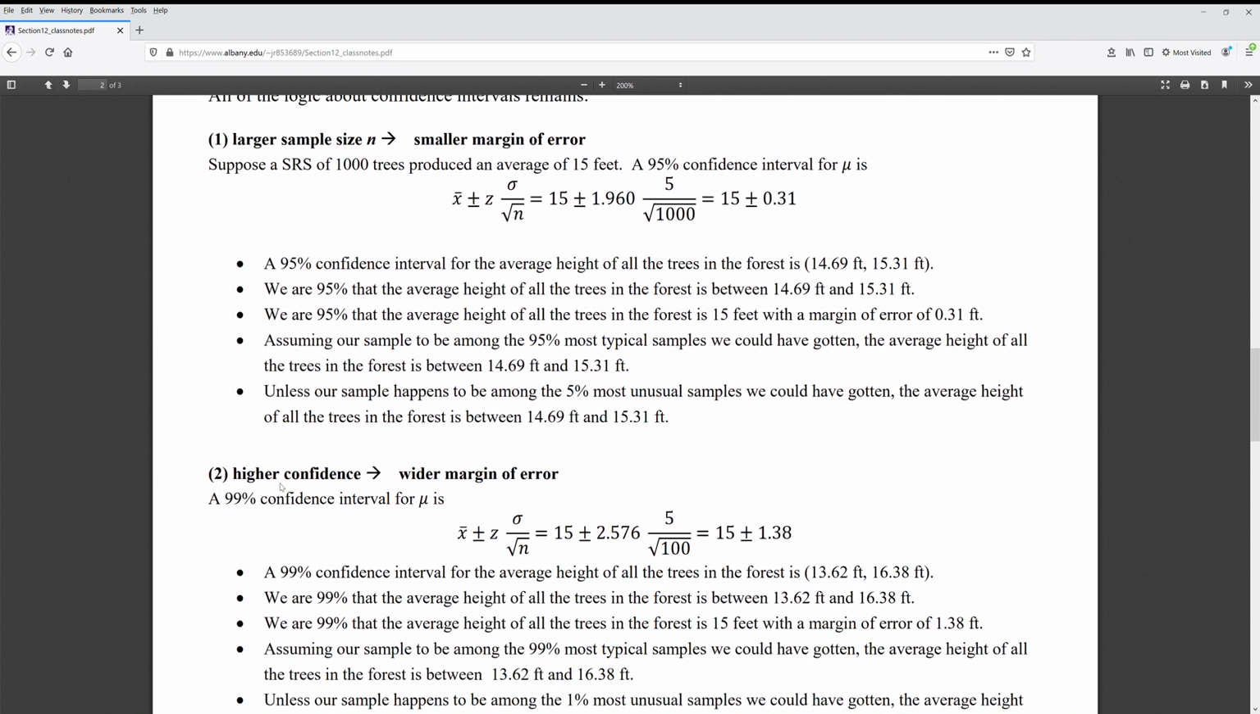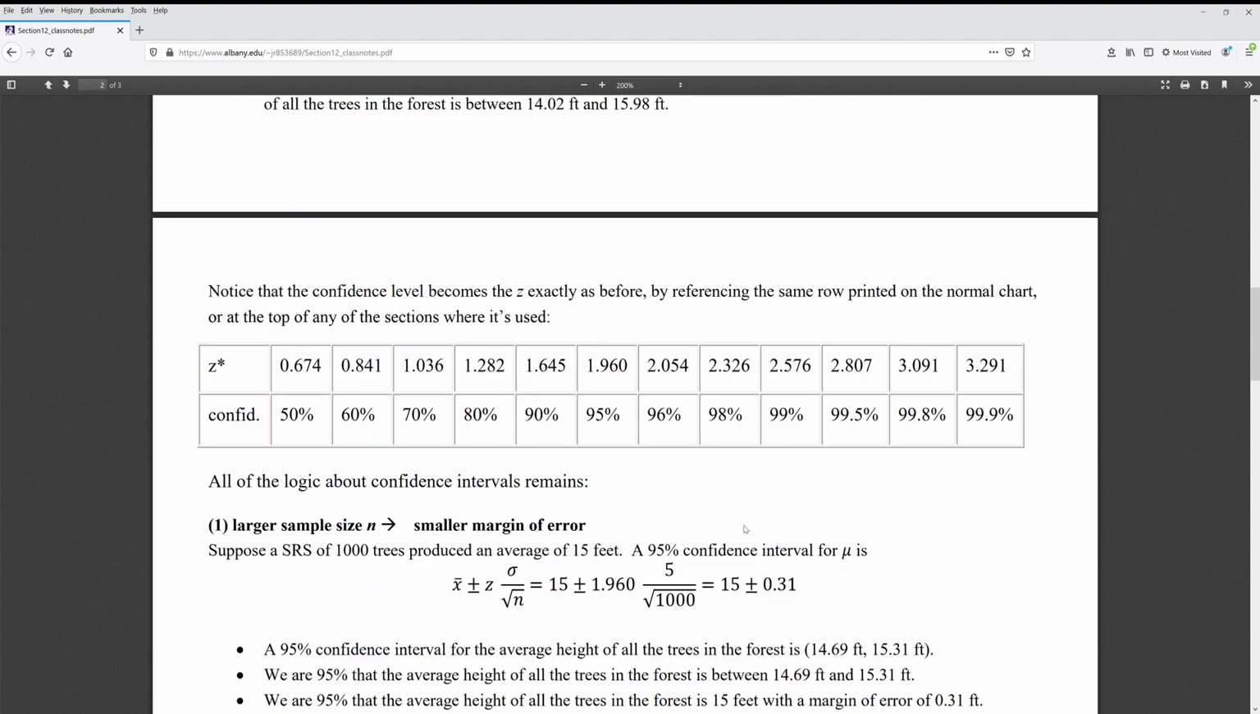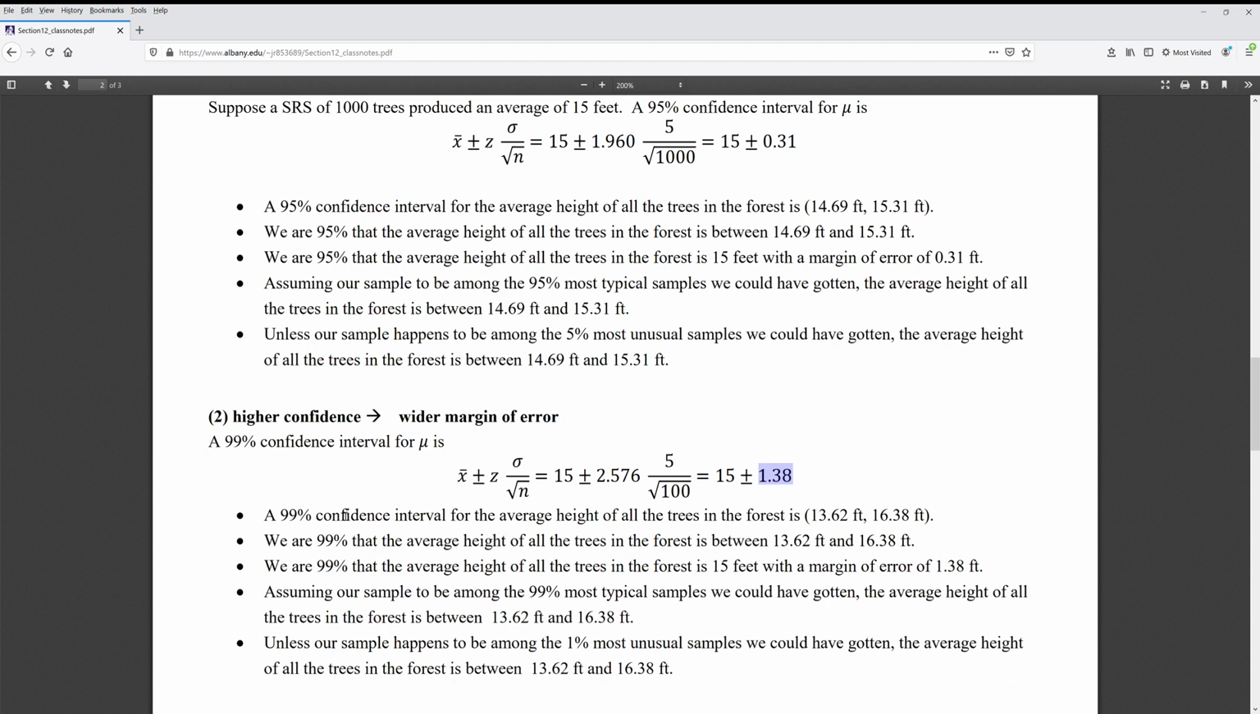That's actually 0.2 down here. If you want a higher confidence level, then it'll give you a wider margin of error, because if we multiply by 2.576 instead of 1.960, it'll give us a bigger margin of error, 1.38 instead of 0.98, I believe it was. A 99% confidence interval for the average height of all the trees in the forest is low end lower, high end higher, 13.62 to 16.38, wider. Bigger radius, further in either direction from 15.